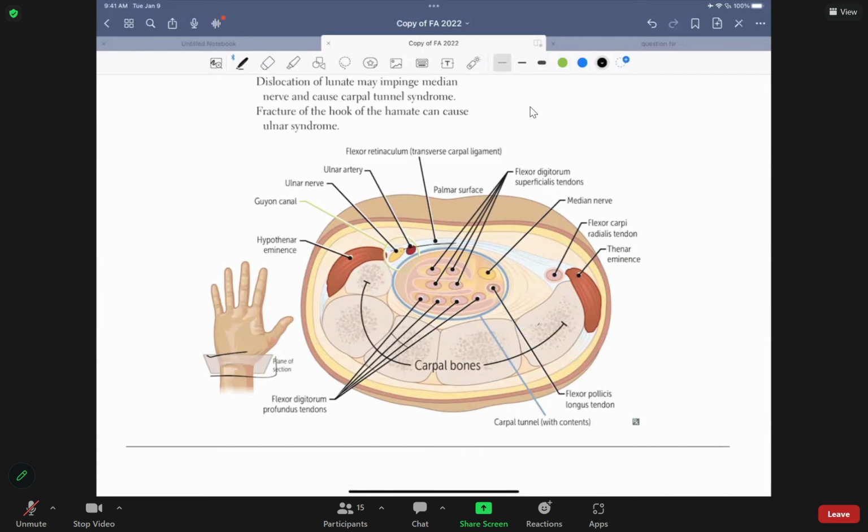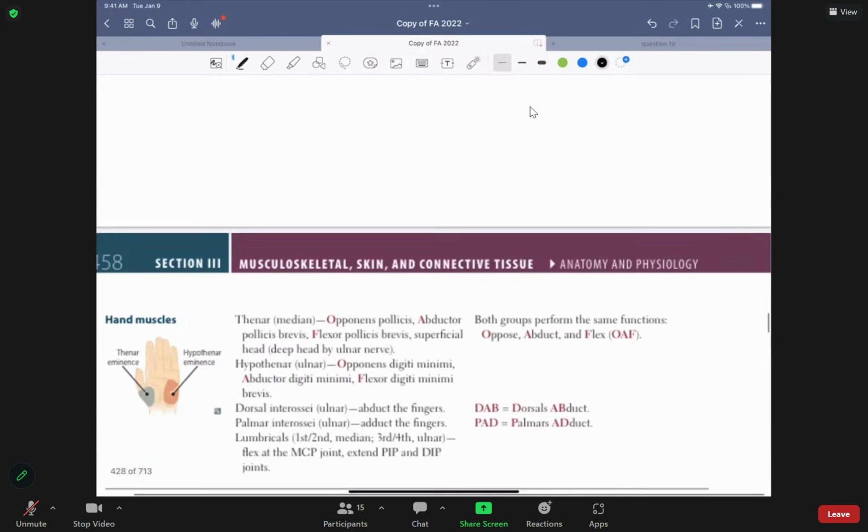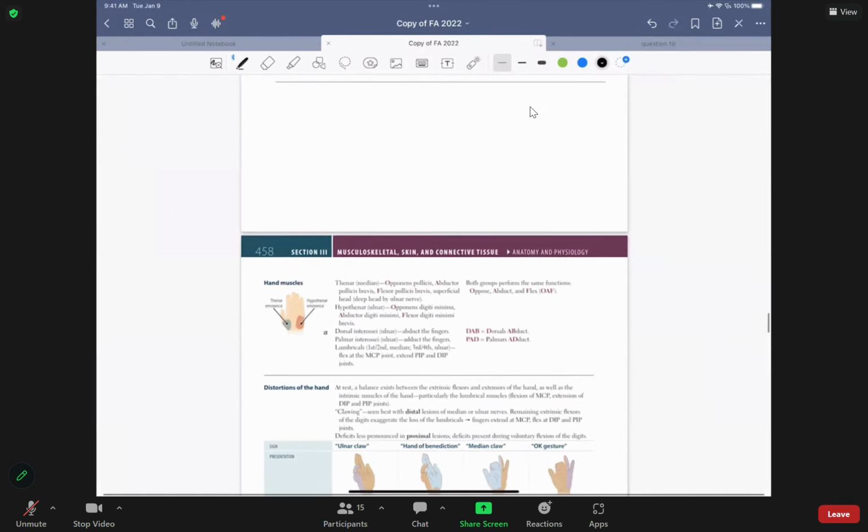Now, next, there's another canal here outside the carpal tunnel. It's called Guyon canal. Now, in Guyon canal, all you need to know, the ulnar nerve is inside. Okay, the ulnar nerve is inside. So whenever the ulnar nerve is compressed, we call it Guyon canal syndrome. Is that clear, folks?